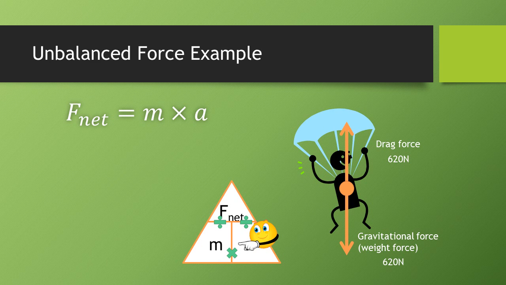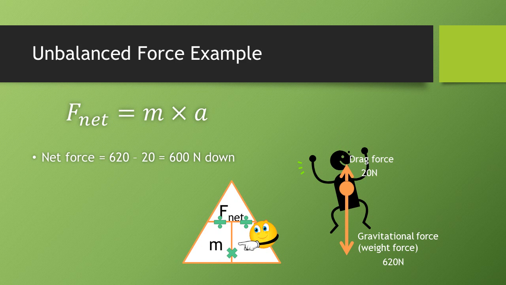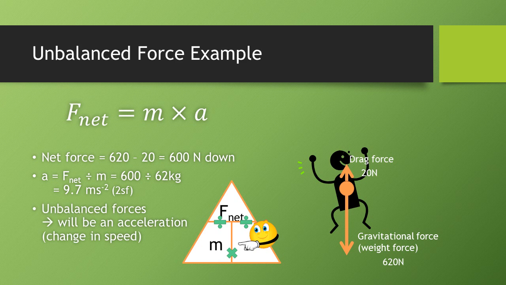If we change this to an unbalanced force example, let's say his parachute breaks, all of a sudden his drag force is only 20 newtons instead of 620. That means our net force is now 620 minus 20, which is 600 newtons down. So there is a net force acting in this case. If we use the same equation to calculate the acceleration, in this case it's 600 divided by 62, which gives an acceleration of 9.7 meters per second squared down. Bit of a problem for the young skydiver.